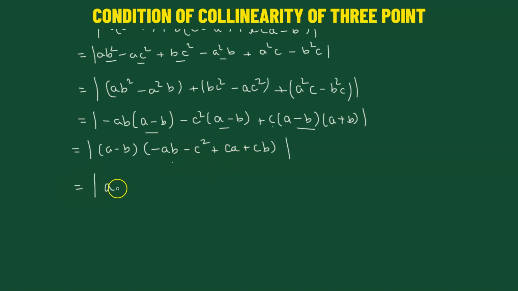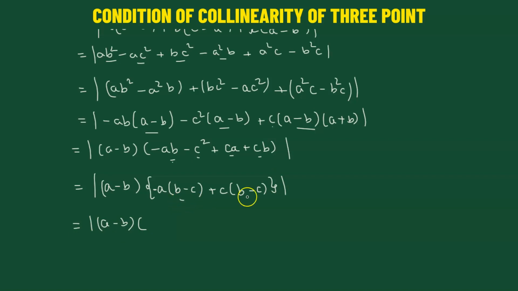Fine. So we will now work with the term negative ab minus c squared plus ca plus cb. So we have absolute value of a minus b. So this will be multiplied to, so if we take ca minus ab as the common factor, so here we'll take a as the common factor. So negative a as the common factor. So negative a will be multiplied with b minus c. Then we're going to combine negative c squared with positive cb. Here we're going to take plus c as the common factor. So this will get multiplied to b minus c. Fine. So now we have absolute value of a minus b multiplied to, so we're going to take b minus c as the common factor. And then we are left with negative a plus c, which is nothing but c minus a.